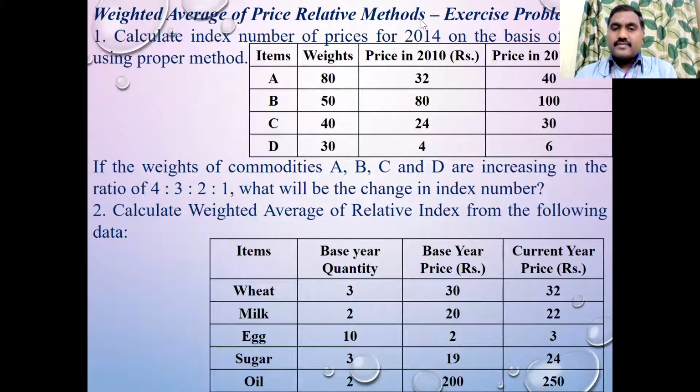So first, we already calculated the price index number for this given problem. We already worked that out. The second part is that we need to change the weightage value. How? 80 plus 4, they gave the ratio 4, and the total value is 10. So 4 by 10 of 80 will be 32. So 80 plus 32, 112, will be the new weightage. Okay, that I will work out.